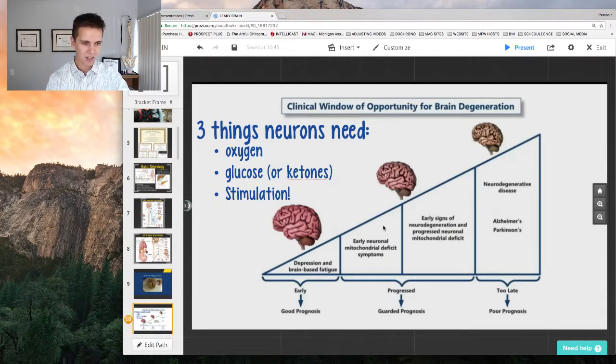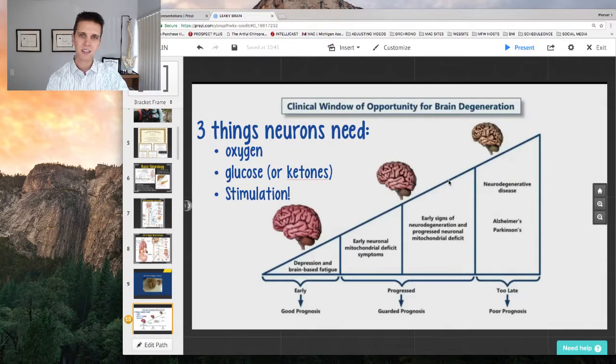Just to go back to the slide here, early onset depression and brain-based fatigue is the early stage. So this is where we want to catch people. All right, this is the time to do something at this early stage down here. You don't want to wait till you start experiencing the signs of early onset neurodegeneration and progressed neuronal mitochondrial deficits, because then we're already progressed.